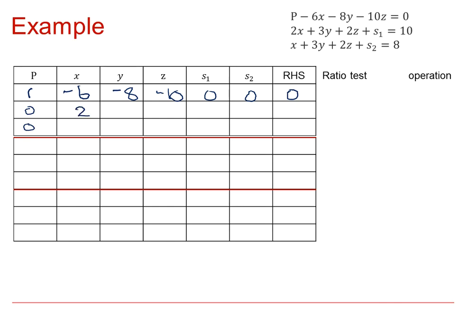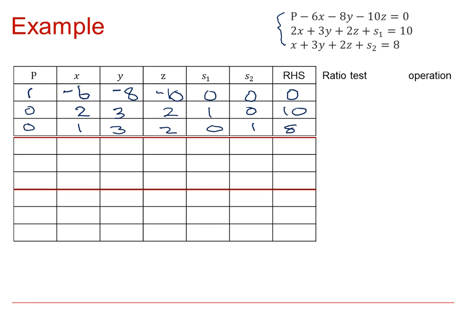So then entering the constraints, I would have 2, 3, 2, 1, 0, 10 and 1, 3, 2, 0, 1, 8. I've entered therefore those 3 equations into the tableau.